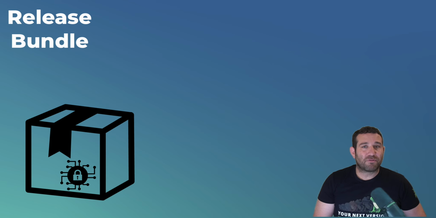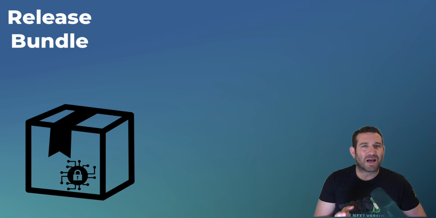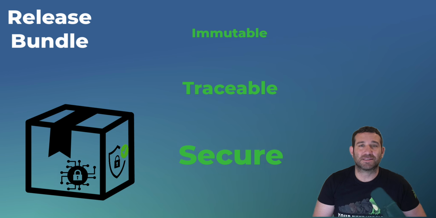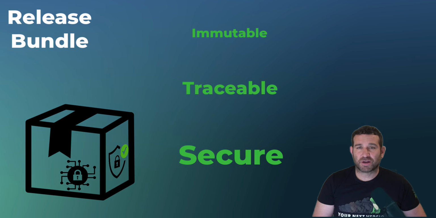But here's the magic. Each release bundle is cryptographically signed. And why? Because we want to ensure no one can tamper with it during distribution. This digital signature acts like a security stamp, giving your teams and end users confidence that what they're receiving is authentic and hasn't been changed. So with release bundles, you get an immutable, traceable, and secure way to ship software across environments, aligning with modern DevSecOps practices and keeping your software supply chain protected.